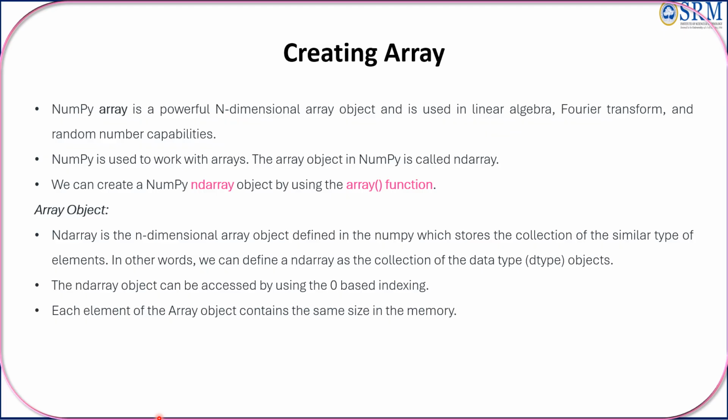Now, ndarray is the n-dimensional array object defined in NumPy, which stores a collection of similar type of elements. In other words, we can define an ndarray as a collection of data type objects, which is represented as dtype. The ndarray object can be accessed by using zero-based indexing. Each element of the array object contains the same size in memory.